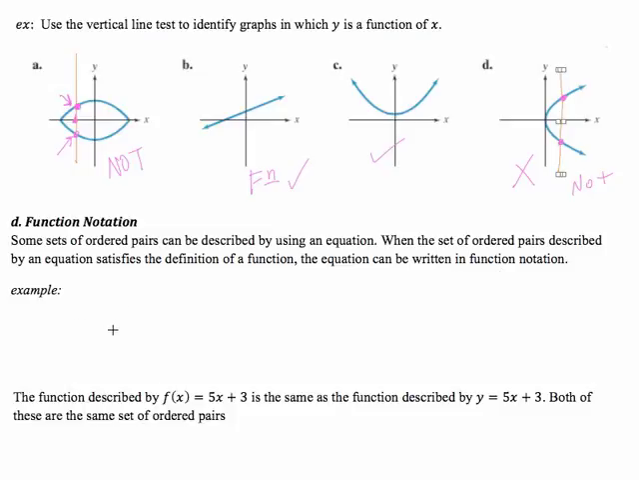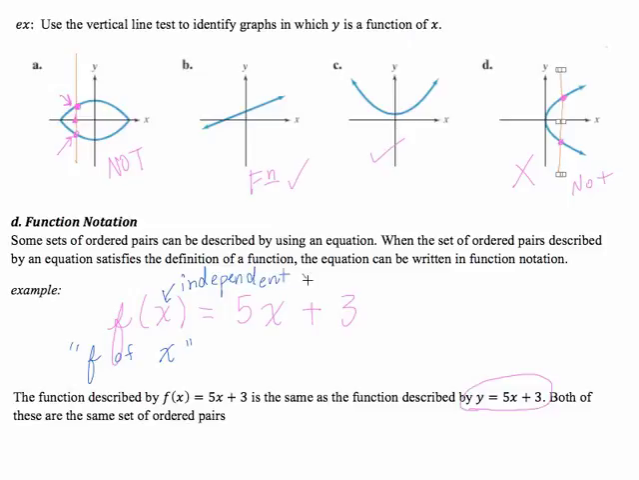For example, f of x equals, let's use this example right here, 5x plus 3. That really means the same thing as y equals 5x plus 3. And you read this f of x. The parentheses here are nice. They indicate the independent variable. Whatever goes inside those parentheses is the independent variable. And then whatever it's equal to is your y, or your output.